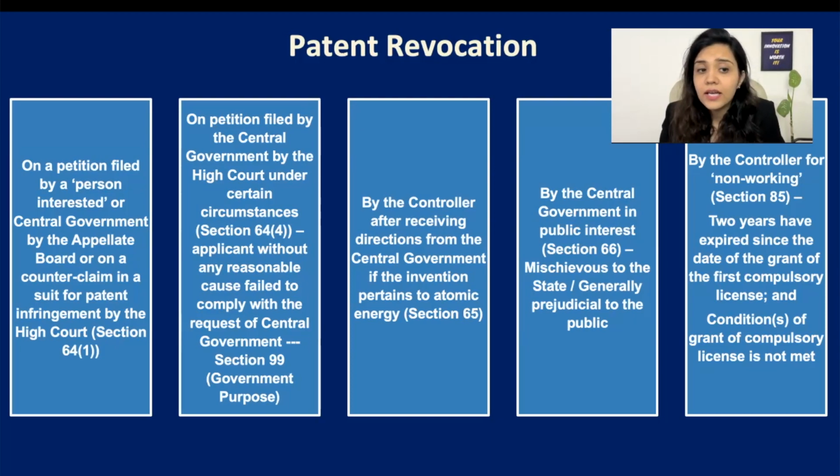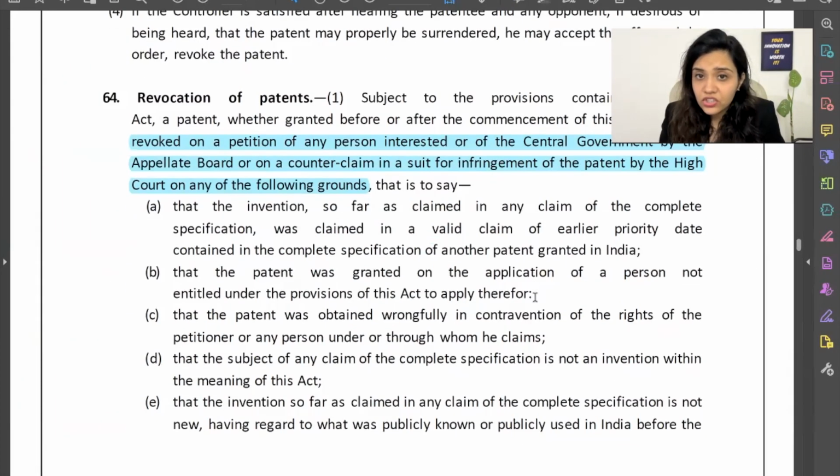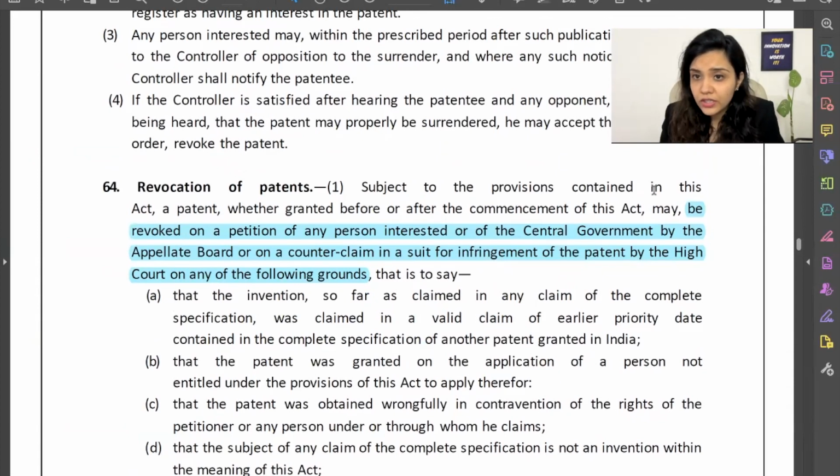So first is section 64. Section 64 says, subject to provisions contained in this Act, a patent, whether granted before or after commencement of this Act, may be revoked on a petition of any person interested or of the Central Government by the Appellate Board, or on a counterclaim in a suit for infringement of a patent by the High Court, or on any of the following grounds. So let us try to understand when it can be revoked.